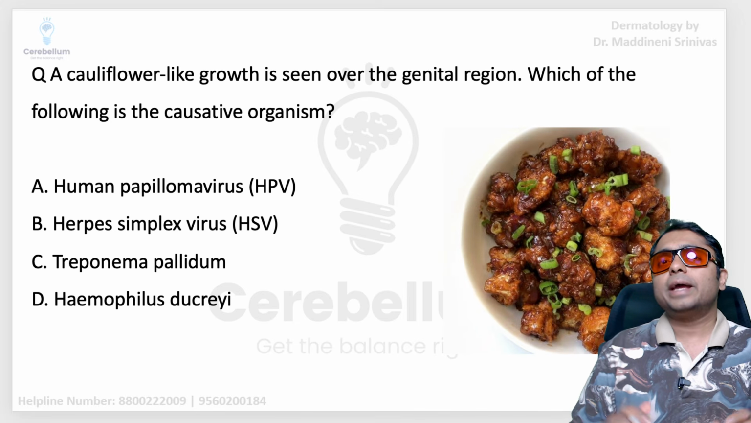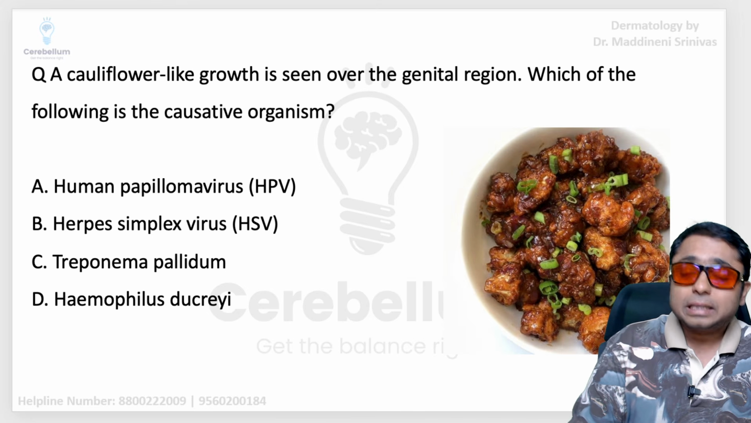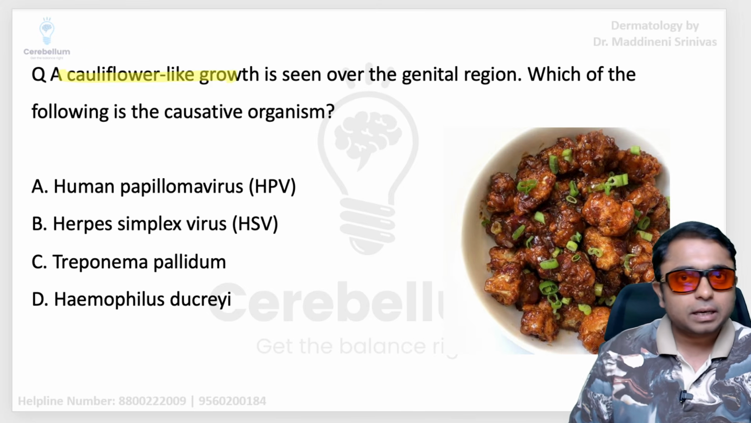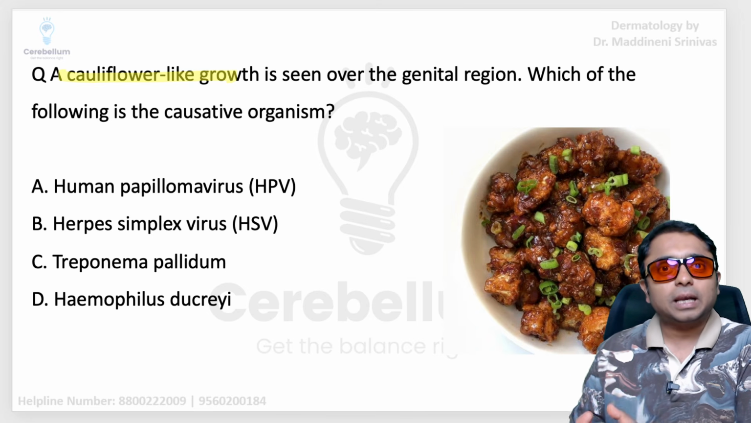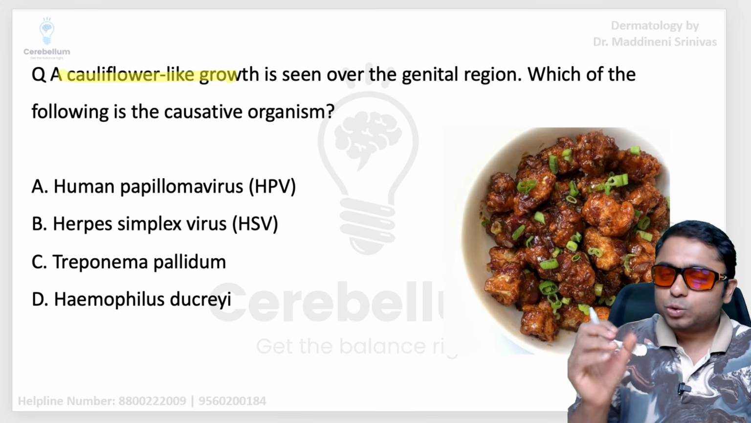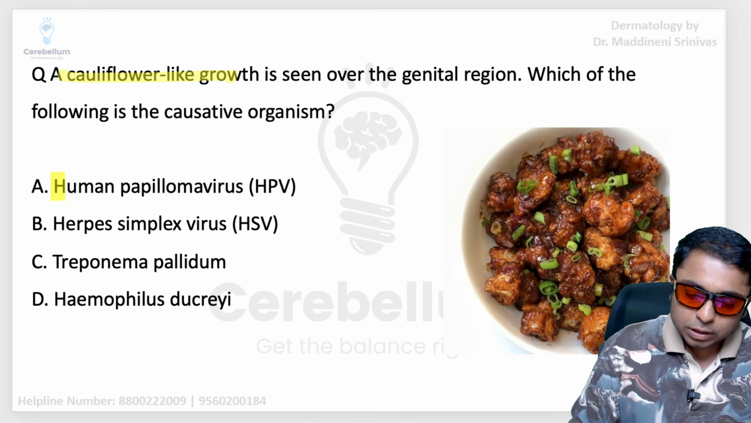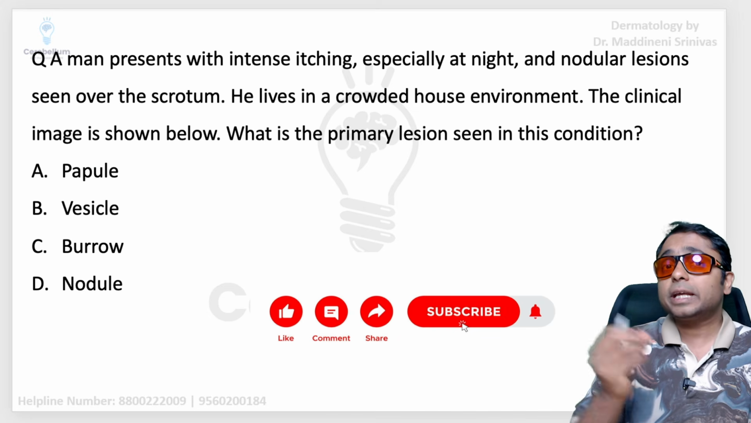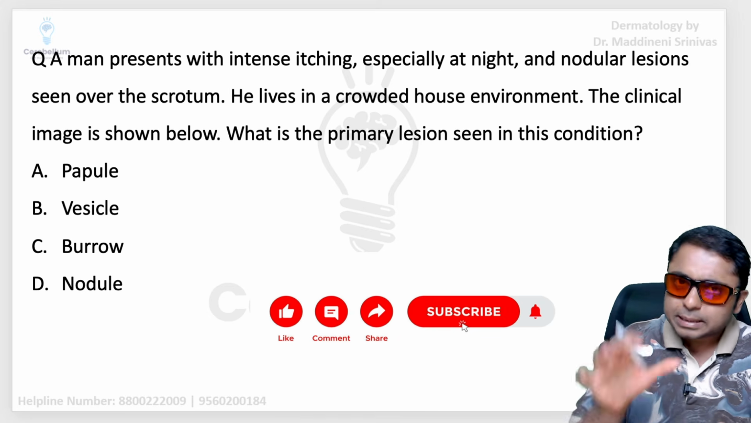I keep this image in my class and explain it to the students. In the examination there was only a description that a cauliflower like growth is seen over the genital region. Whenever my students listen to my class, they will remember this picture and feel ugly about the gobi Manchurian. So cauliflower like lesions are seen in warts, genital warts, which are produced by the human papillomavirus. A very easy question, but since the image was not given, many students felt it was difficult. But my students know cauliflower like growth is HPV.